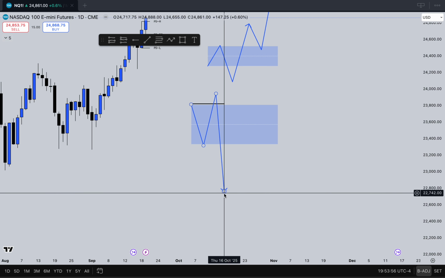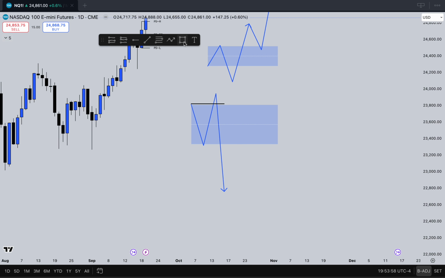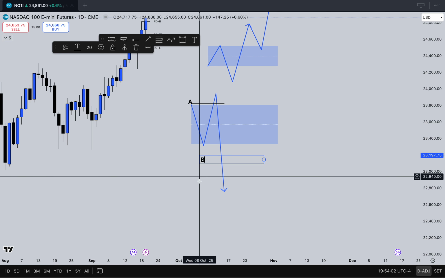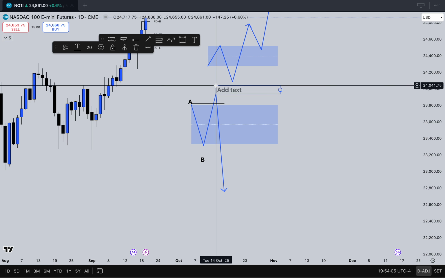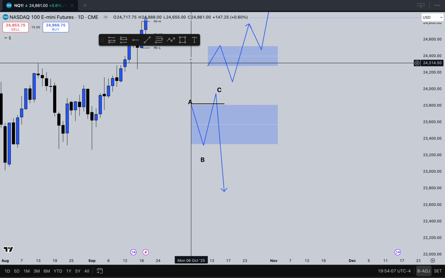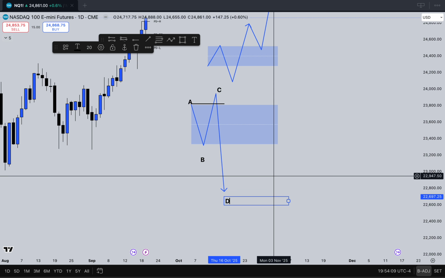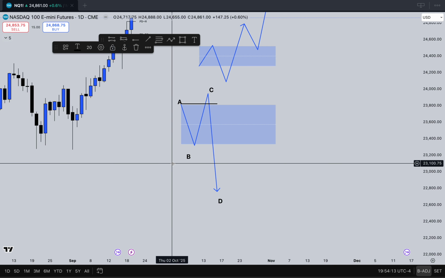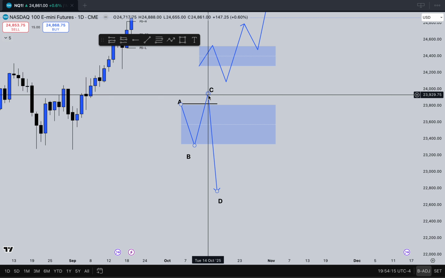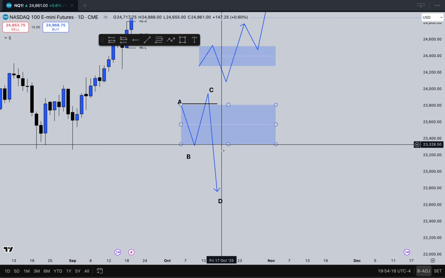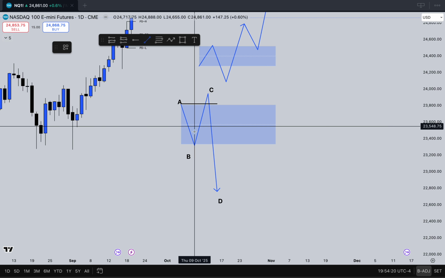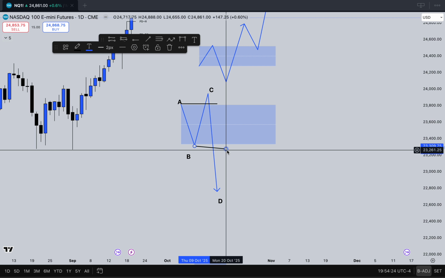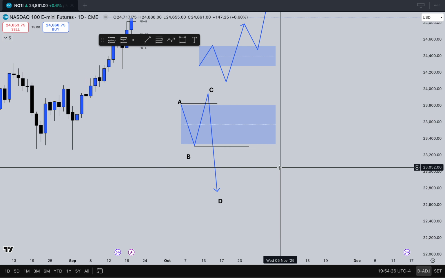But when D takes B, I'll letter it so it's easier. A, B, C, and D. When D takes out the B, you were not expecting it to just sweep it the way C took out A. You were expecting it to completely close through it, and this is where you find your market structure shift, break in structure, shift in market structure, whatever you want to call it, change in character.